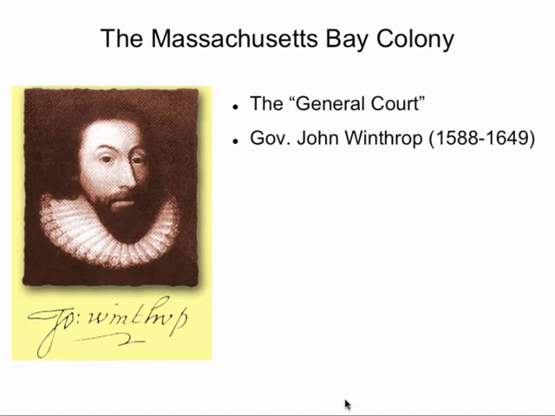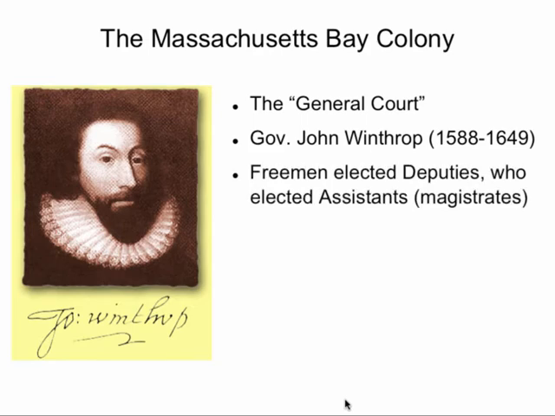The first governor of Massachusetts was a man named John Winthrop, who served off and on for most of the rest of his life until he died in 1649, although he was defeated a few times. Most of the time he was the governor. The freemen also elected the lower house of the General Court, the deputies, and then in turn the deputies elected the upper house, kind of like the United States Senate and House of Representatives.